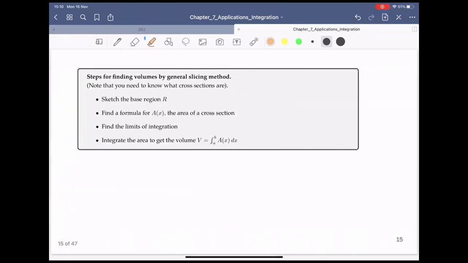So before we look through the example, let's sum it up one more time. If they ask you to find the volume by using the slicing method, first of all, you need to know the base region R. You sketch it, then you find the formula of the cross section, then find the limits of integration, and then you put everything together so you get a volume. Let me show you a quick example here. After you see the example, I hope you can connect everything and see how it works.